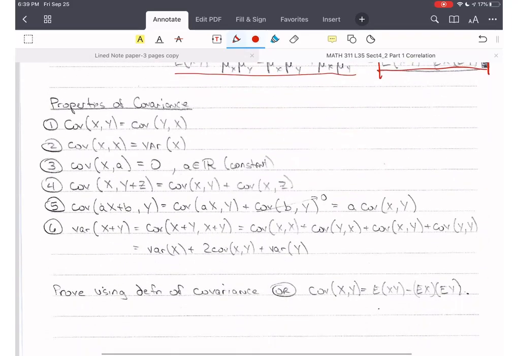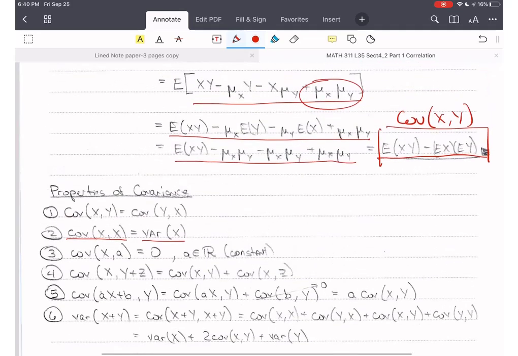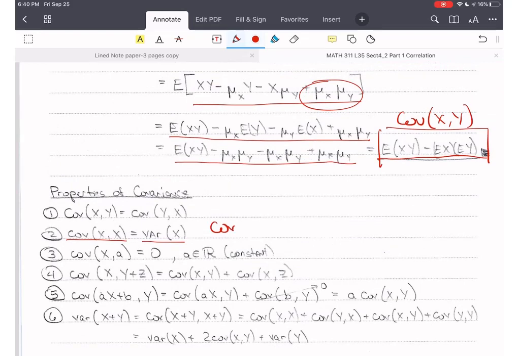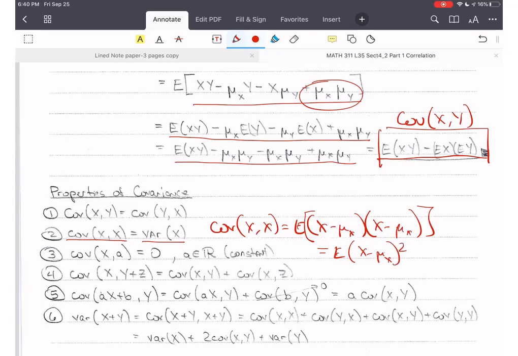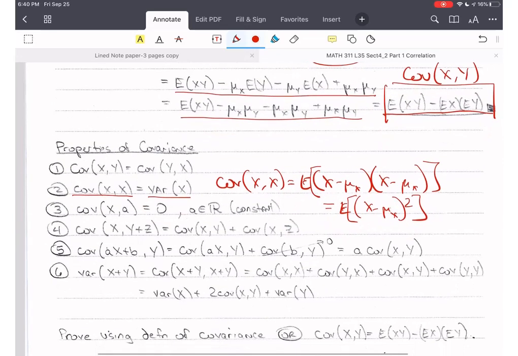Now the properties of covariance. The covariance of X and Y is equal to the covariance of Y and X. So just switching the order shouldn't matter, right? And here's something interesting that you might not have known: the covariance of X with itself is simply the variance. So the covariance of X with X equals E of (X minus mu of X) times (X minus mu of X), which is E of (X minus mu of X) squared. So that's going to be the variance.